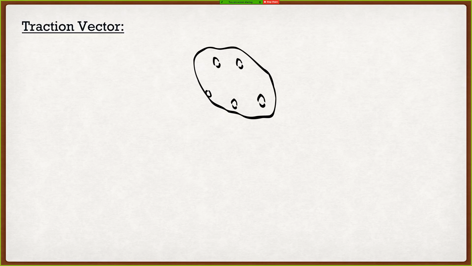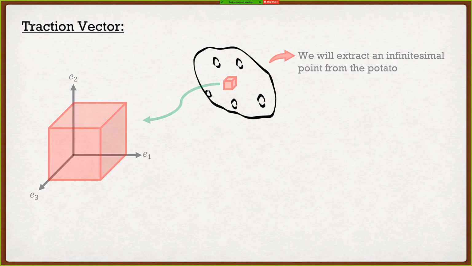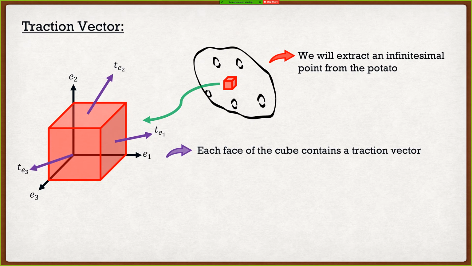Now, we're going to talk about this traction vector and try to make it a little bit easier. How are we going to do that? Well, we're going to go back to our friend, Mr. Potato. We're going to extract a little infinitesimal-sized cube from this potato to show you exactly what traction vectors are. Since this point is inside the continuum, traction vectors are just the stresses on each surface of this point.